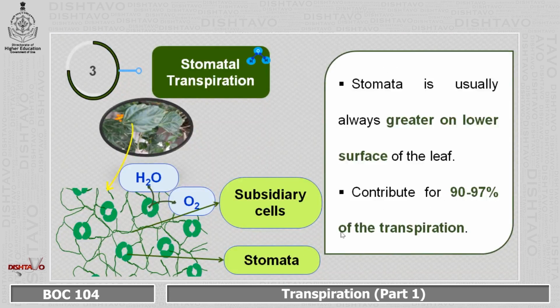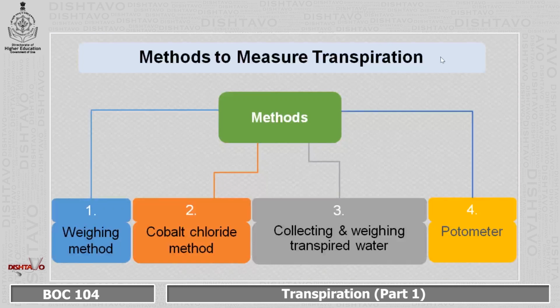Coming to the methods of measuring transpiration, there are overall four methods by which we can measure transpiration. One is the weighing method, the second is the cobalt chloride method, the third is collecting and weighing transpired water, and lastly the potometer.